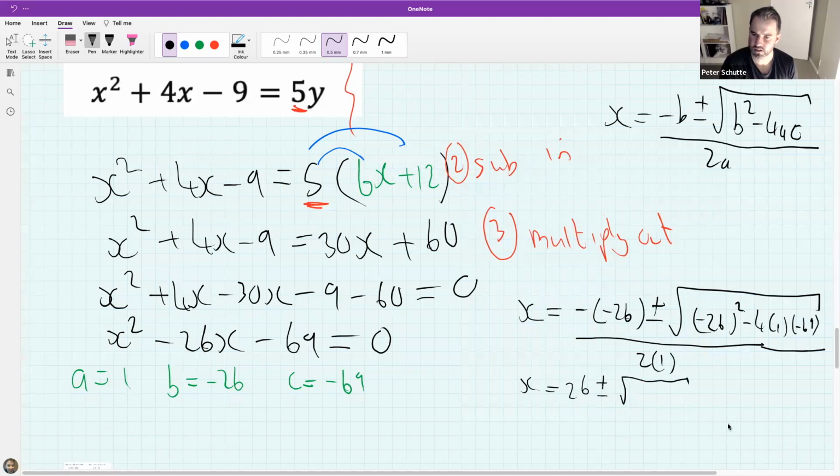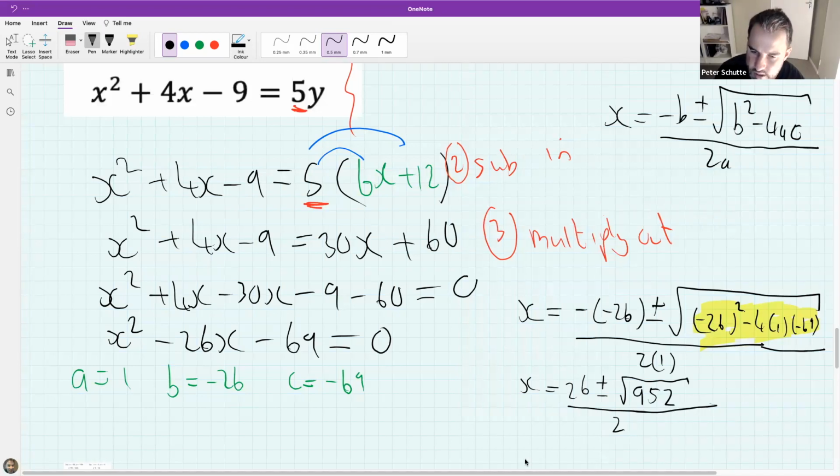Can someone just tell me what delta is? So delta is the value that's inside the square root bracket. And I wouldn't mind just having that value if you can pop it in the chat. What do you get for delta? And then from there we can work out our... Some of you are probably doing this in one step, but... What is my delta value that I get? If I get 26 squared minus 4 times 1 times minus 69, we get 952.